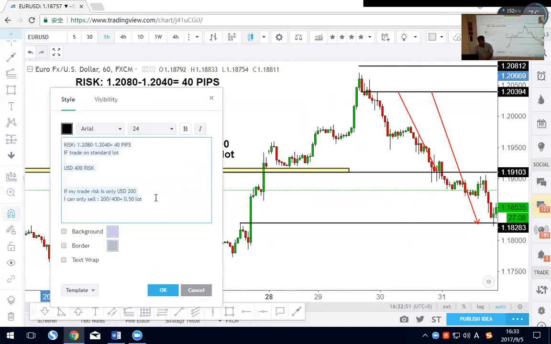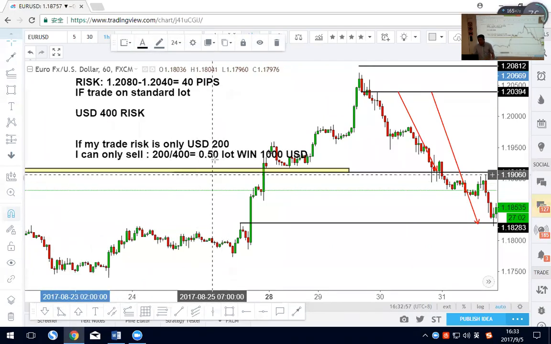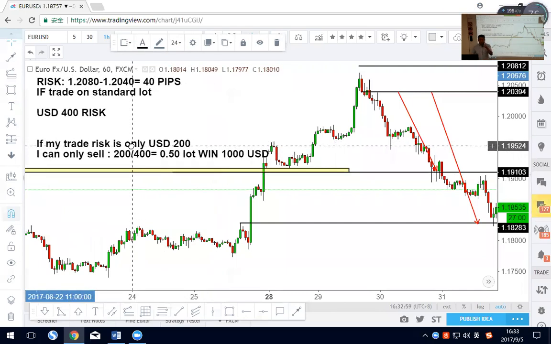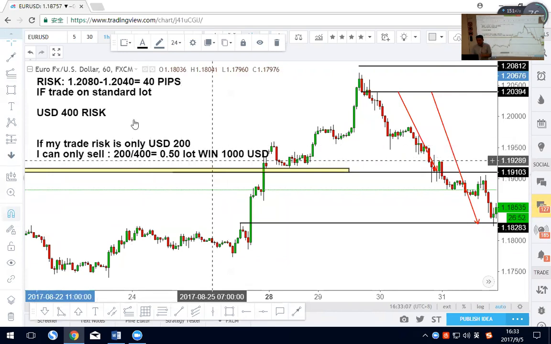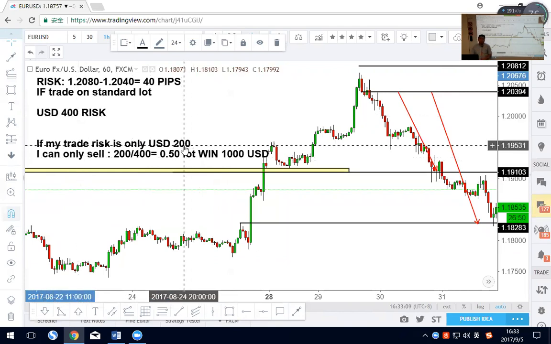Congratulations, you win $1,000, right? Because for one lot, one pip is $10. You traded 0.5, so one pip is $5. $5 times 200 pips is 1,000 USD, and your risk is only $200. So 1 to 5.